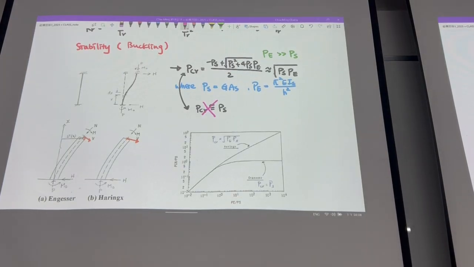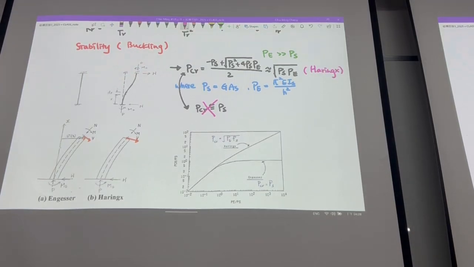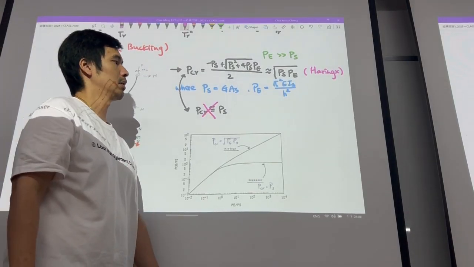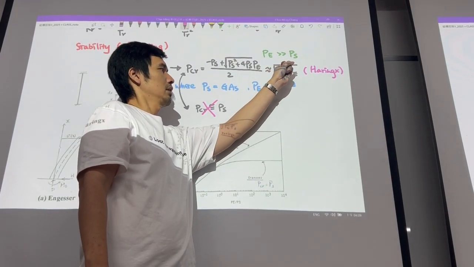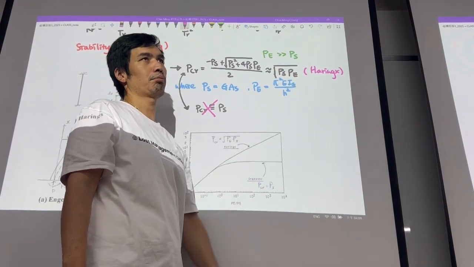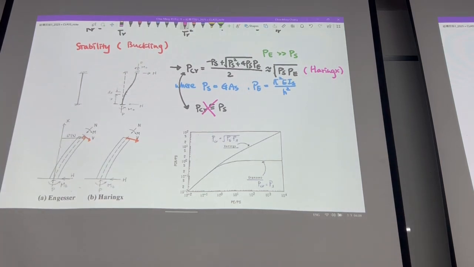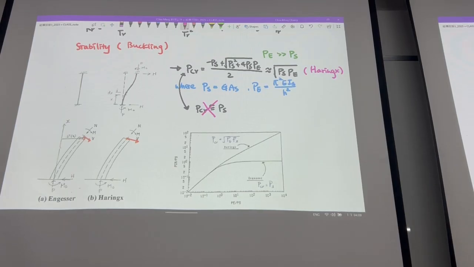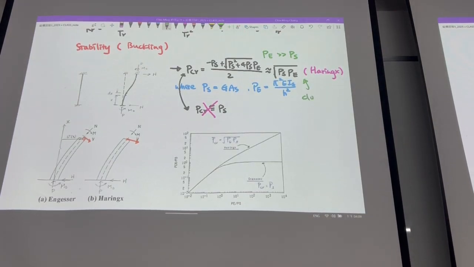So now we only use this one. What you should remember is that not only consider this PS, you should also consider this PE effect. And the reason is that this one is close to the experimental result.